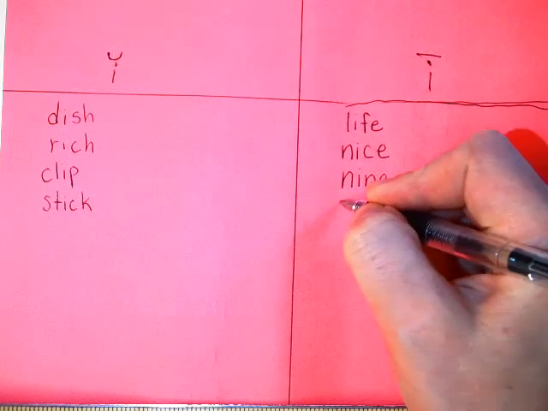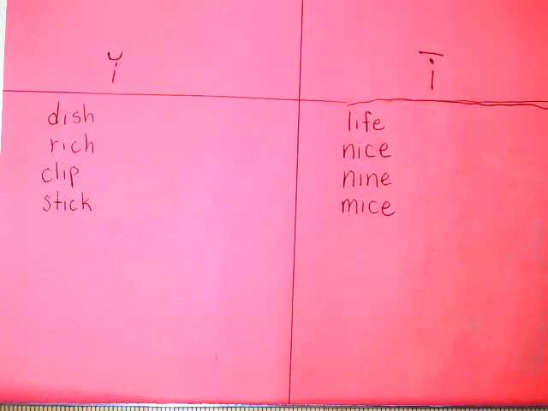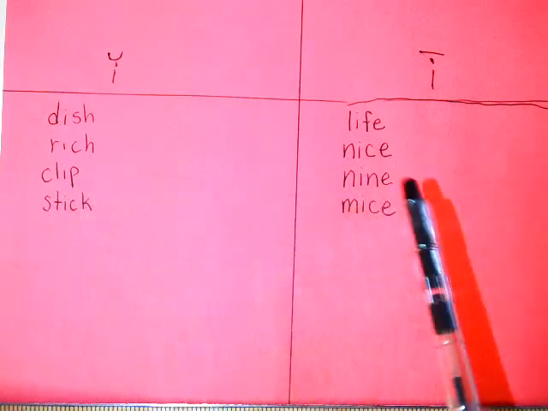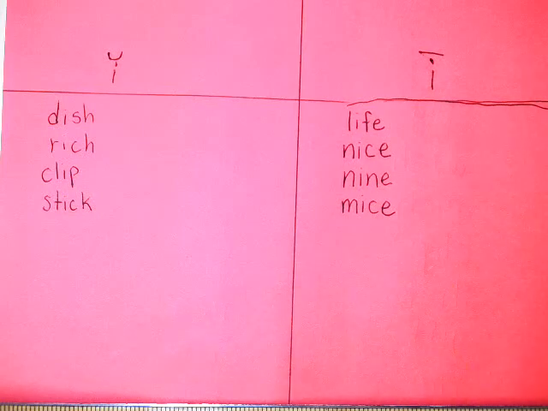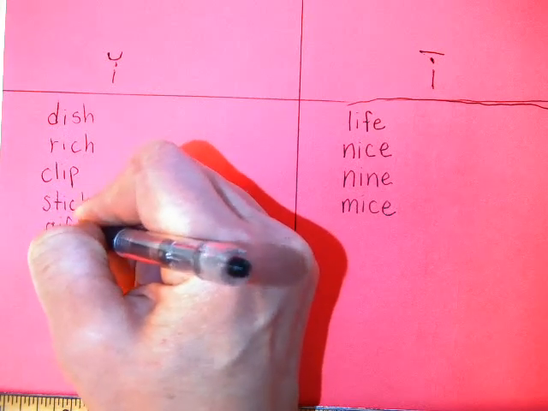And it's going to go right over here. Mice. Okay. Your next word is gift. Gift. If you hear short i in gift, you put it here. If you hear long i in gift, you put it here. It's going to go right over here. Gift.